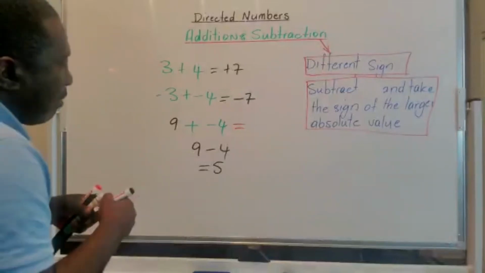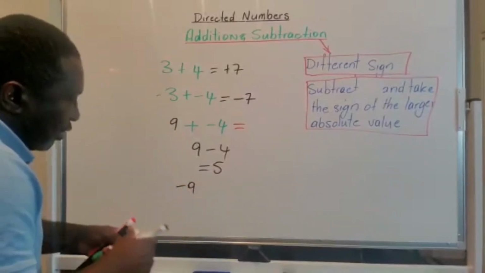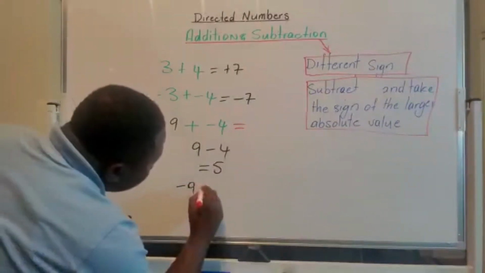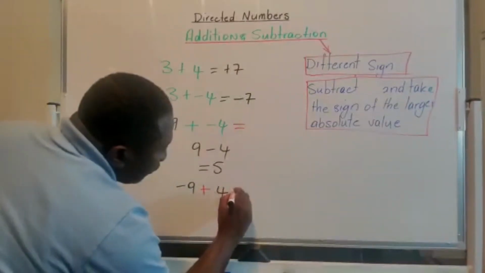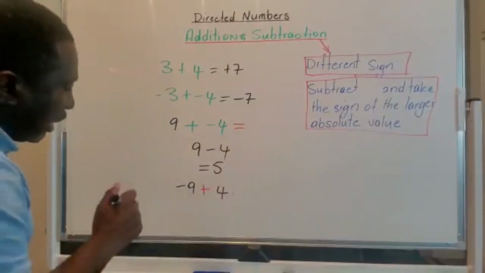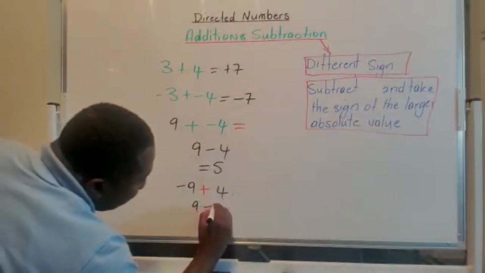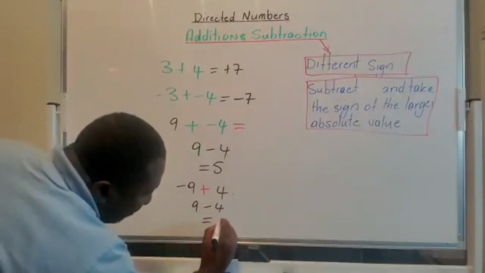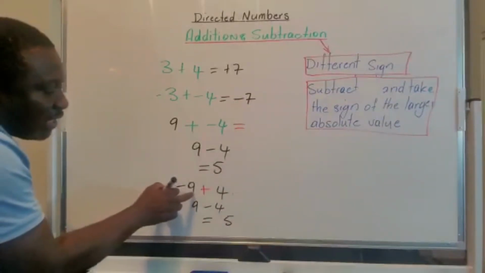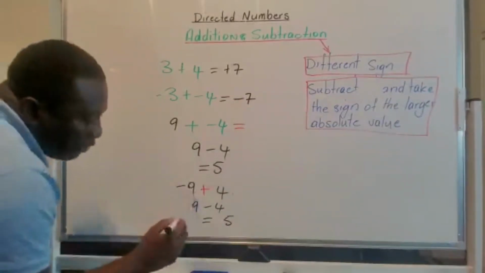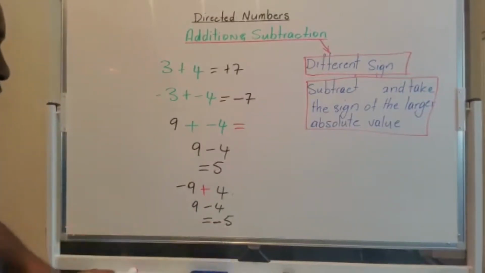Let us take the same problem or a similar problem. Negative 9 is now added to a positive 4. What will be our outcome? Again, we will subtract. So 9 will take 4, which will give us 5 for sure. But it says that we are to take the sign of the bigger number, the bigger absolute value. Therefore, our outcome will be negative 5.